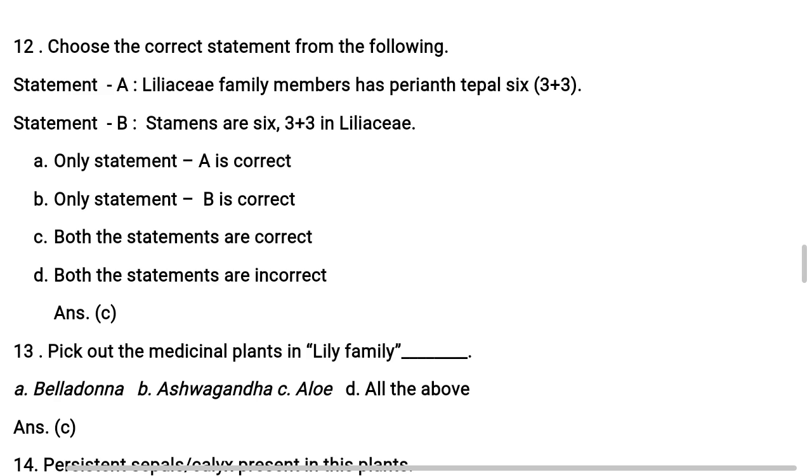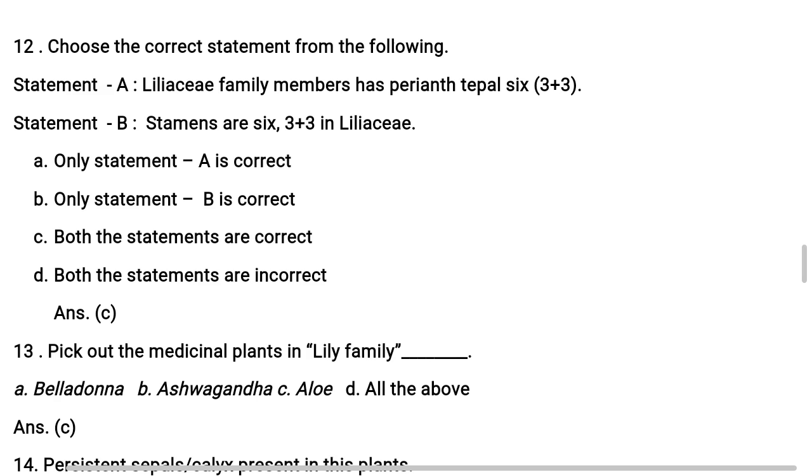Statement A: Liliaceae family members have perianth tepals 6 in number, 3 plus 3, and they are fused. For fusion the symbol is a bracket. Understood? So perianth in Liliaceae family, we had a discussion in the previous class. Perianth is a special characteristic. In Liliaceae family, we can't see the difference in calyx and corolla; together they are present as one single unit called perianth. So there is no separation in sepals and petals, together present as one single part called tepals.